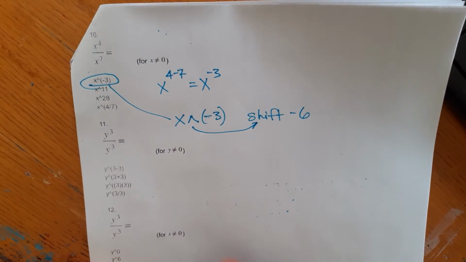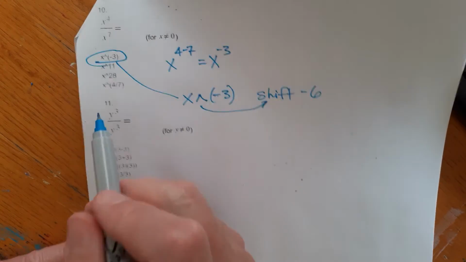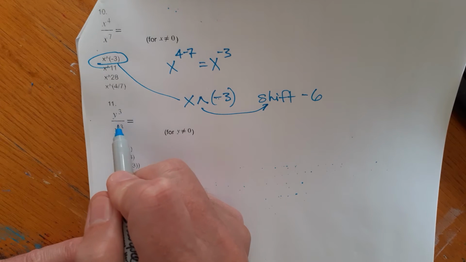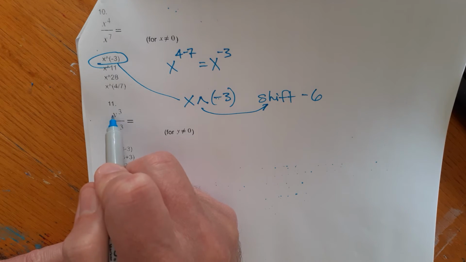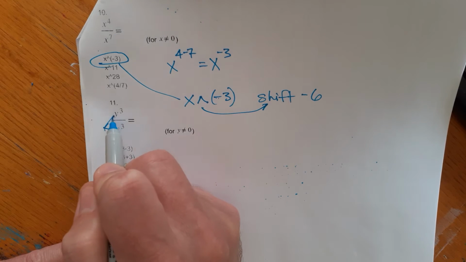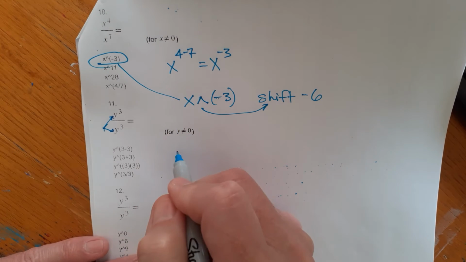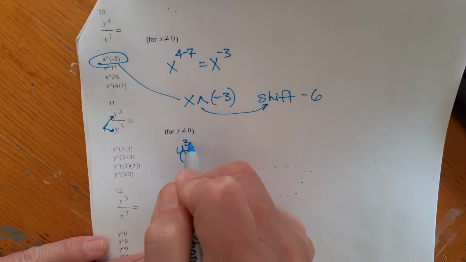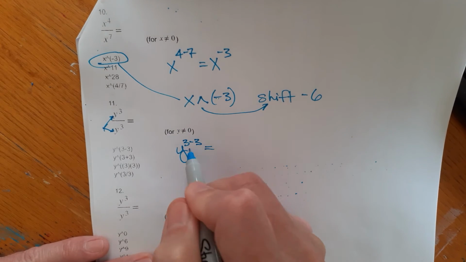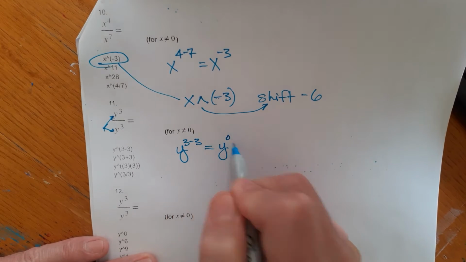All right, let's keep going. Let's go to another case. Here we have y to the third power divided by y to the third power. The bases are the same. These are the bases, so that's okay. We can divide them. Let's use the quick method, 3 minus 3. What is 3 minus 3? It's y to the 0 power.